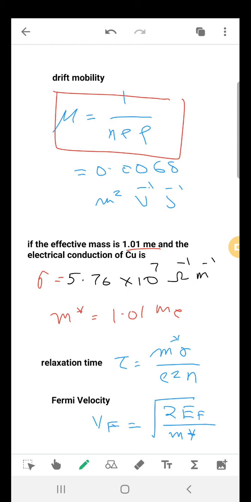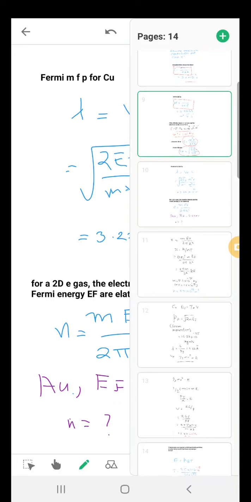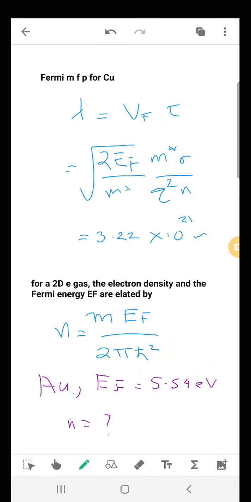And if the effective mass, that is m star, is 1.01 into me, mass of the electron, and the electrical conductivity is given in this fashion, what will be the relaxation time, and this is the Fermi velocity. So from here we can get the value of the mean free path of copper, that is Vf into tau, to this value, which is the mean free path of copper.